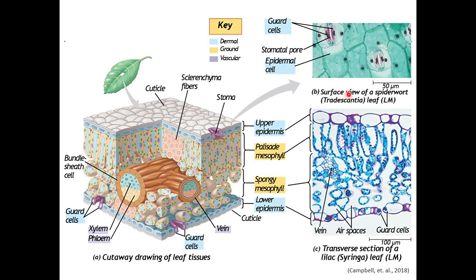Figure B shows the surface view of the spiderwort Tradescantia leaf. So you can see the stomata pore and the guard cells that control the opening of the pore.